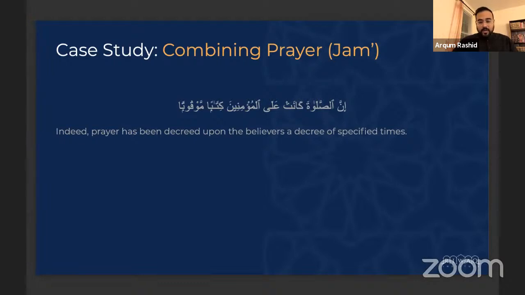So this ayah of the Quran says, indeed, prayer has been decreed upon the believers, a decree of specified time. Kitaban mawquta, specific times, right? These times are specified. So this is an ayah of the Quran. This ayah is Mutawatir. This ayah is stating that the prayers have been specified, very specific times for prayers. So this ayah, in light of the hadith that we read, what do you think the outcomes will be?